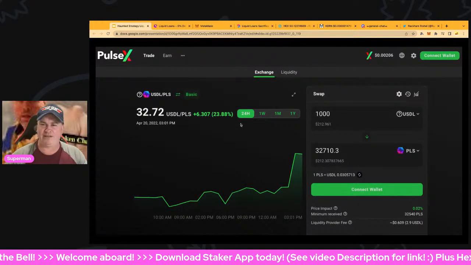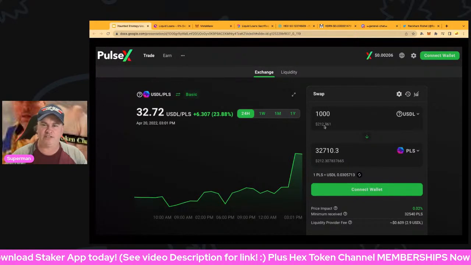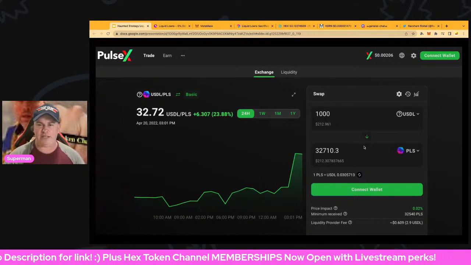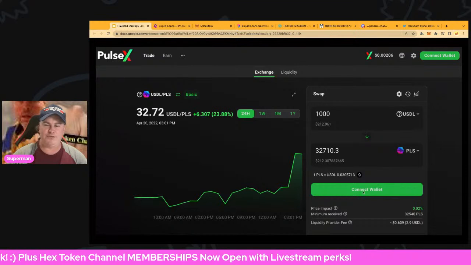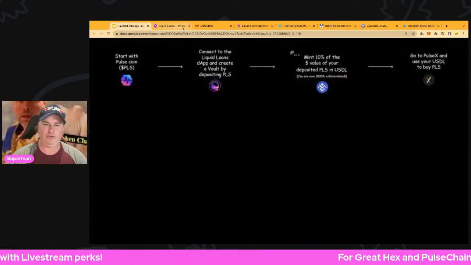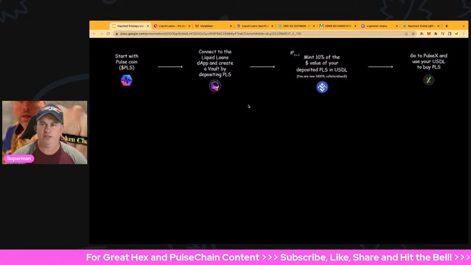We've got the USDL at the top there. And let's imagine you were going to do $1,000. Obviously, you can do whatever is feasible for you. But then you're going to get your Pulse in return. All you have to do is connect your wallet and transfer, and you will get that Pulse. And that Pulse will show up in your MetaMask or whatever wallet you're using, Trust Wallet or whatever. It will show up there. So very, very cool. That is the way it goes.